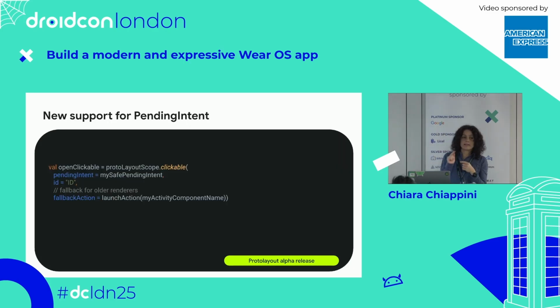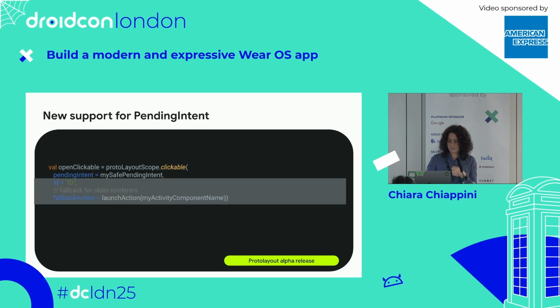And then in the latest alpha, we added support for pending intent for any clickable Protolayout elements. Previously, to launch an activity from a tile, you needed to create a launch action, and this process had some limitations, such as requiring exporting your activities in the manifest. Now, if you start using pending intent instead, that is not required anymore.